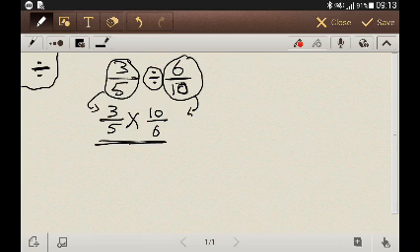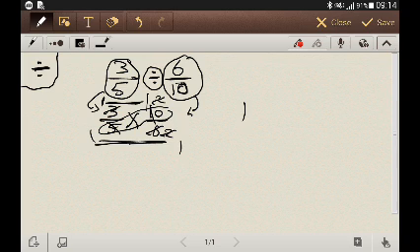The same thing, 5 and 10 are divisible by 5. So divided by 5 equals 1. Divided by 5 equals 2. Divided by 3 equals 1. Divided by 3 equals 2, because 3 and 6 are divisible by 3. Divided by 2 equals 1. Divided by 2 equals 1. So 1 by 1 equals 1. And 1 by 1 equals 1. 1 over 1 is 1.